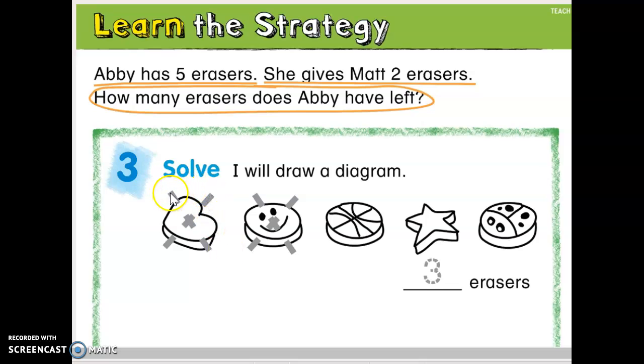So when we do takeaway, of course, we X off what we've given away. So she gave a heart eraser and a smiley face eraser to her friend Matt. And how many she has left is 3. It's the difference. When we're doing subtraction, remember that the answer is called the difference. She has 3 erasers left.